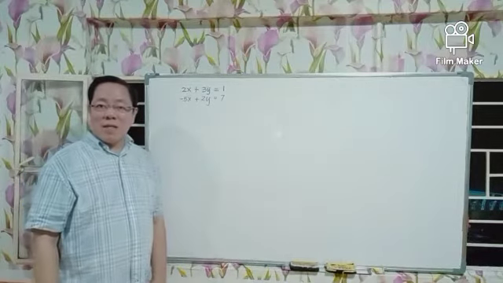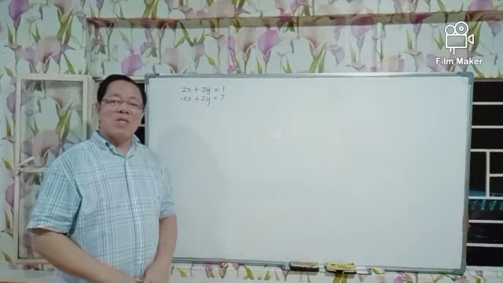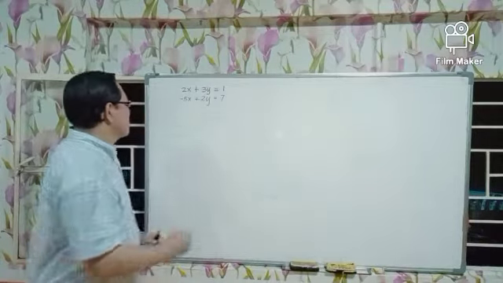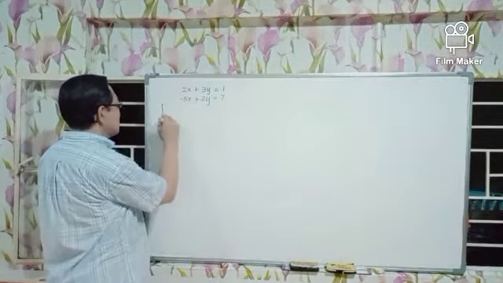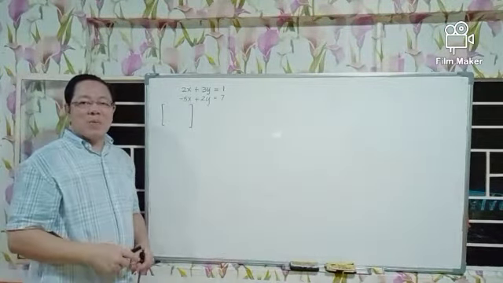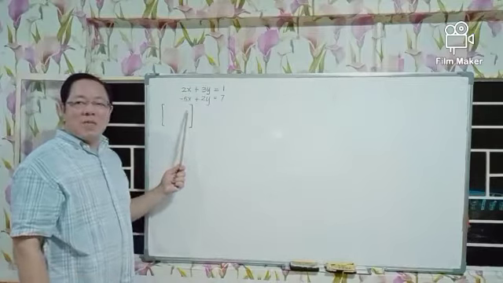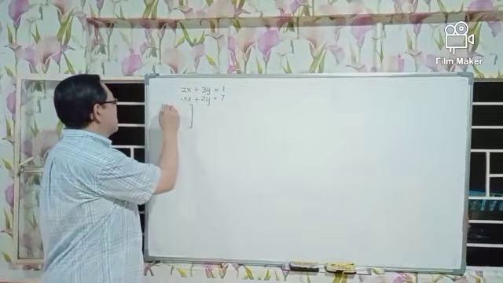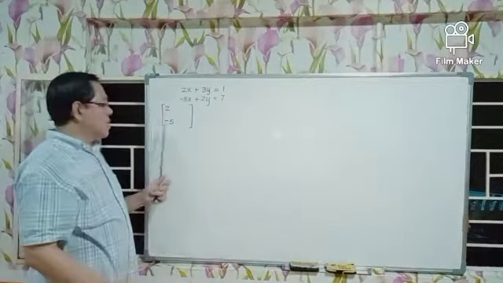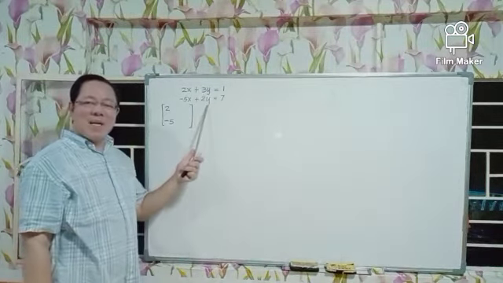And the first step is to write this system of linear equations in matrix form. At the left hand side, we start with the matrix whose entries are the coefficients of the variables. In the first column of this matrix, we write the coefficients of the variable x, positive 2, negative 5. In the second column of this matrix, we write the coefficients of the variable y. We have positive 3 and positive 2.